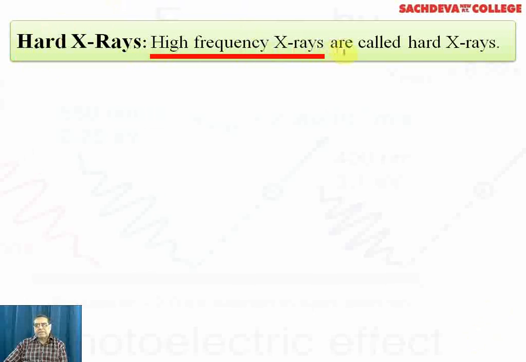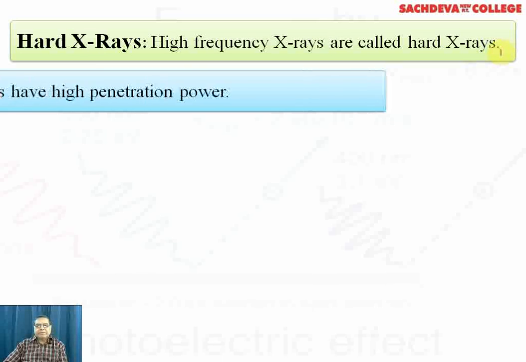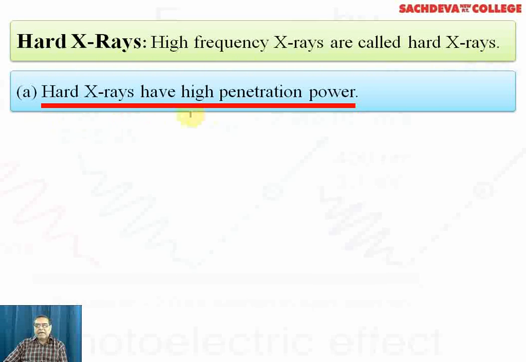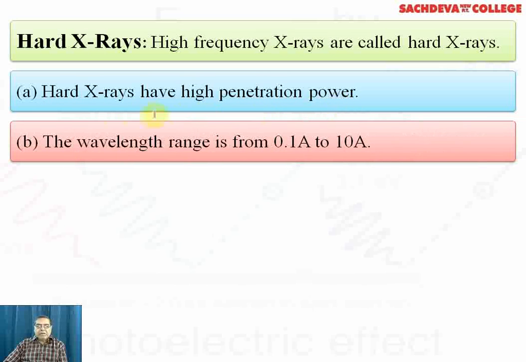Now, the description is given for hard X-rays. High frequency X-rays are called hard X-rays. As I have just explained, hard X-rays have the maximum limit of frequency, approaching 10 to the power 19 hertz, and a wavelength of 10 to the power minus 11 meters. Hard X-rays have high penetration power. The wavelength range of hard X-rays will vary from 0.1 to 10 angstrom units. If the wavelength is small, obviously the momentum will be greater because p is h over lambda, or p is equal to h nu over c.